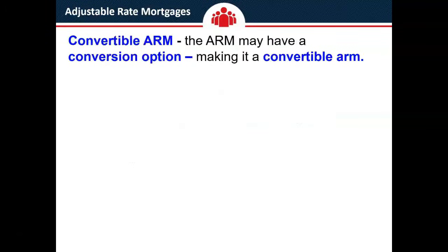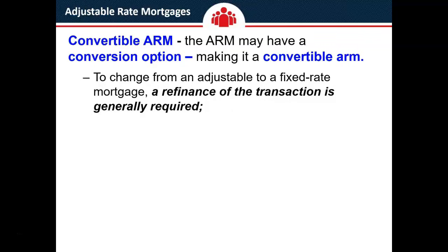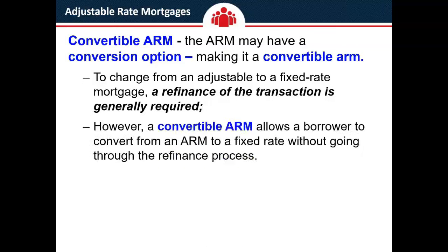Now, convertible ARM. Some adjustable rate mortgages have what's called a conversion option. That means it's a convertible ARM, giving them the opportunity at some point to convert it from an adjustable rate mortgage to a fixed. So it has a clause in it, a conversion clause written into the adjustable rate mortgage. Because normally to change from an adjustable rate mortgage to a fixed mortgage, a borrower would have to refinance. But if you get an adjustable rate mortgage that has a conversion option in it, you can do that without going through the refinance process. That's already a clause that's built into your promissory note.